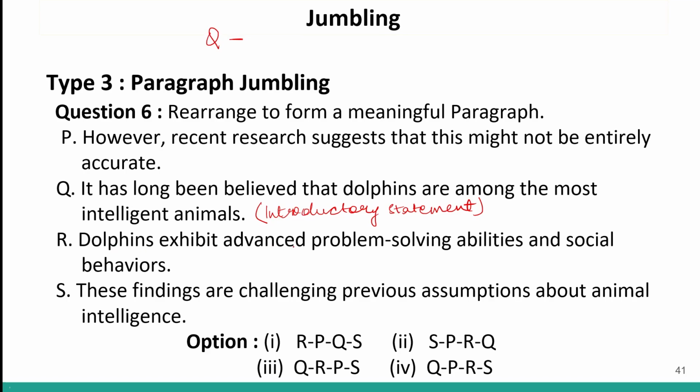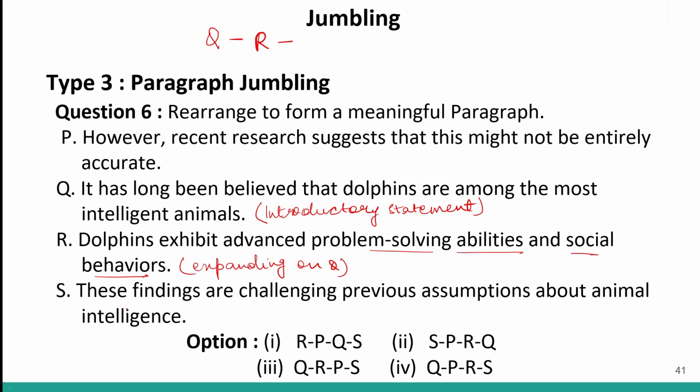Then I said dolphins exhibit advanced problem solving ability and social behaviors. So over here, I am expanding on our Q, because in Q I said that dolphins are intelligent. How? Because they have problem solving abilities and they have advanced social behaviors. So R is expanding on Q.